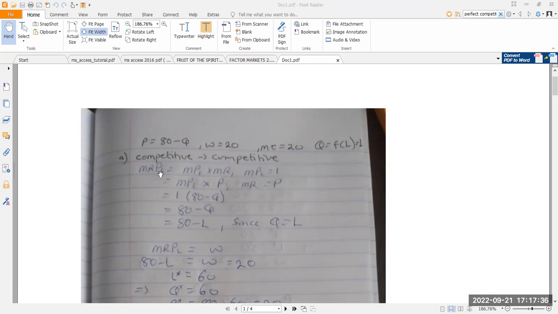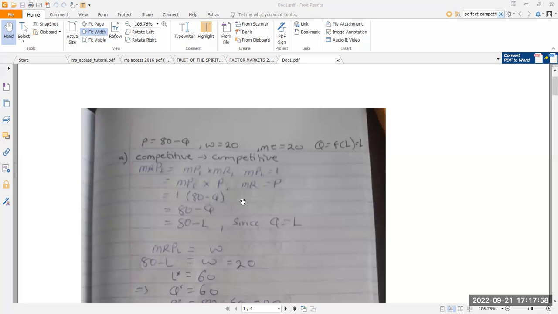So if marginal revenue product of labor is equal to marginal product of labor times price, and the marginal product of labor is equal to 1, the marginal revenue product of labor will be exactly equal to price. So MRPL will be equal to 1, which is the MPL, times 80 minus Q, which is price. So marginal revenue product of labor will be 80 minus Q.